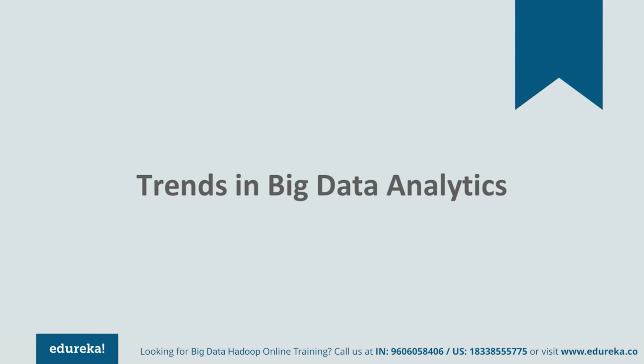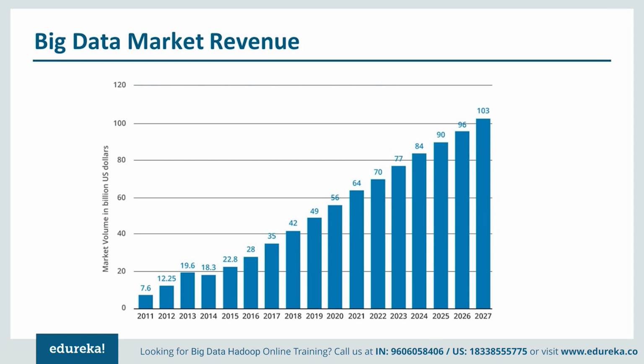So now, after looking at the use cases, let us go forward and see our final topic for this discussion, which is the trends in big data analytics. So basically, this entire image depicts the statistics for the growing market revenue of big data in billion US dollars from the year 2011 to the year 2027. So in the current year, which is 2018, as you guys can see, the current market revenue of big data is about 42 billion US dollars, and it is going to exponentially increase to about 103 billion US dollars in the year 2027, which is a massive amount.